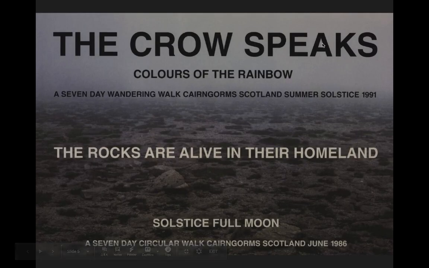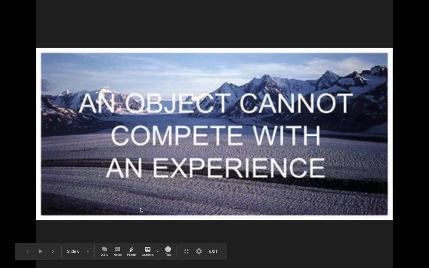This one says, The Crow Speaks, Colors of the Rainbow, a 7-day wandering walk of Cairngorms, Scotland, summer solstice 1991. The rocks are alive in their homeland, solstice, full moon. A 7-day Cairngorm walk, a 7-day circular walk, Cairngorm, Scotland, June 1986. I don't know exactly what the Cairngorm, Scotland thing is. But you can see how he changes that text size. He changes the colors of it too, to probably emphasize different parts of it. He changes the spacing. These are kind of grouped together. Then this line is off by itself, and then these two lines are kind of grouped together. So think about how you might want to include your own text in your artwork.